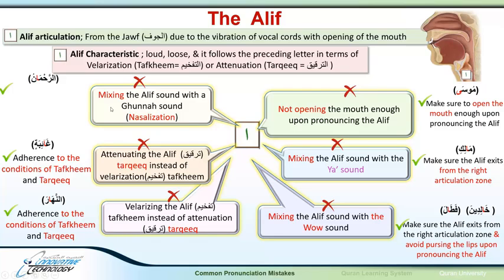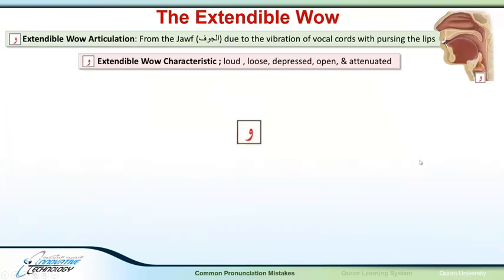Ar-Rahman. So it's Ar-Rahman, not Mon. So avoid nasalization when pronouncing the alif. Make sure that the alif is pronounced without ghunna. Now we'll proceed to discuss the common mistakes associated with the extendable waw, the vowel.